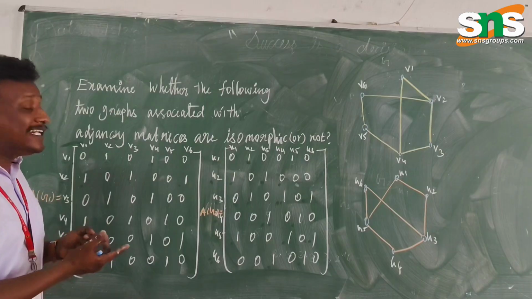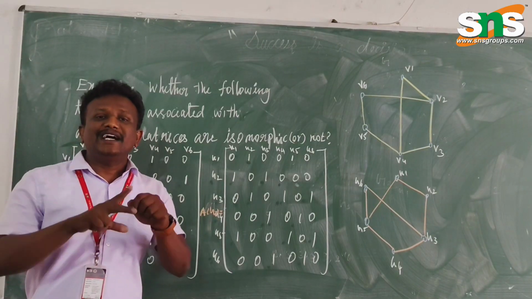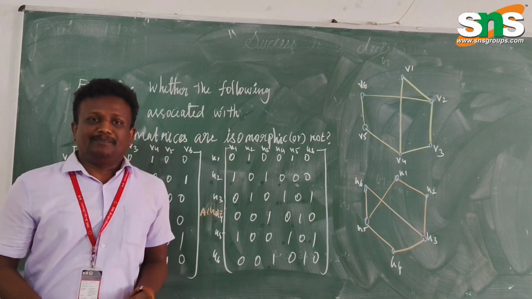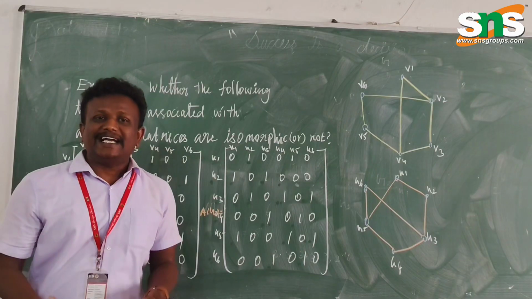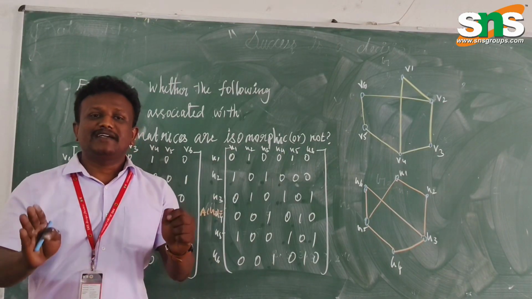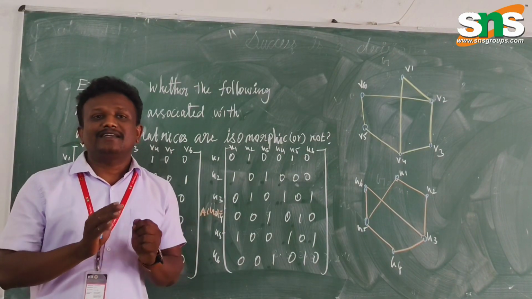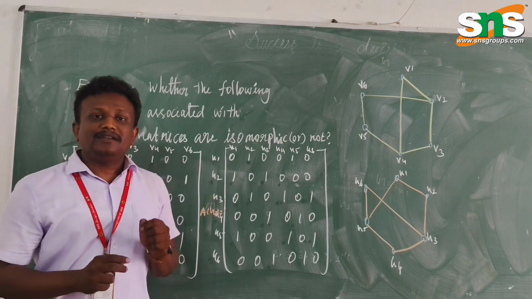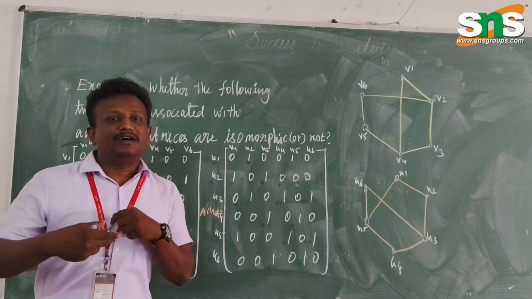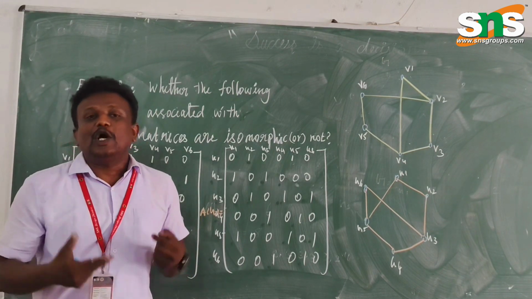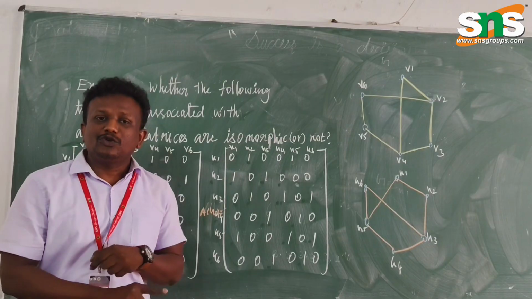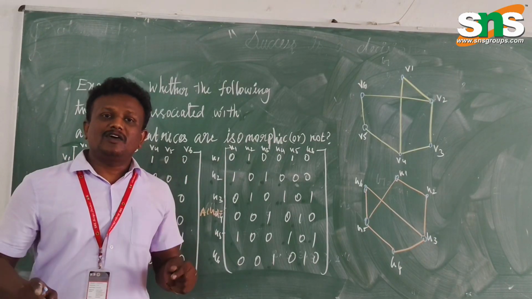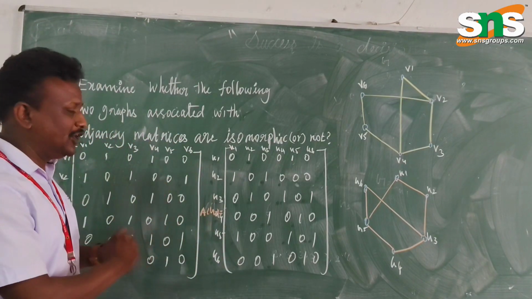In the previous problem we had the graph directly. If we have the graph directly, it's very easy to check isomorphism, right? But instead of giving the graph, if an adjacency matrix is given, then how do we check whether the following two graphs are isomorphic or not? That we are going to discuss in this video.